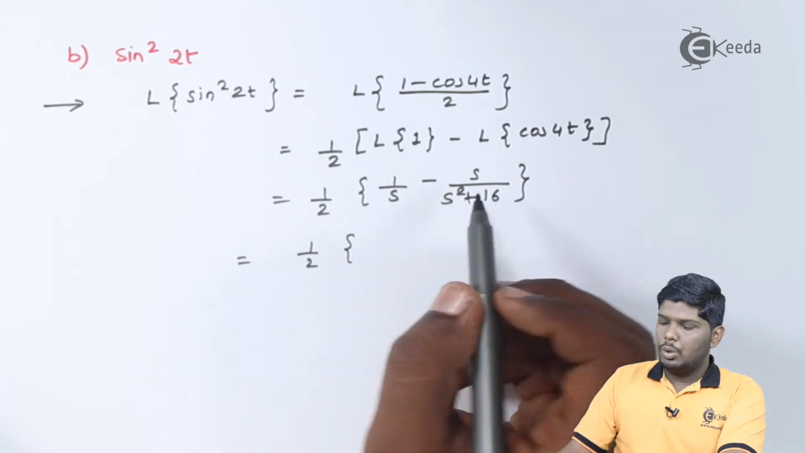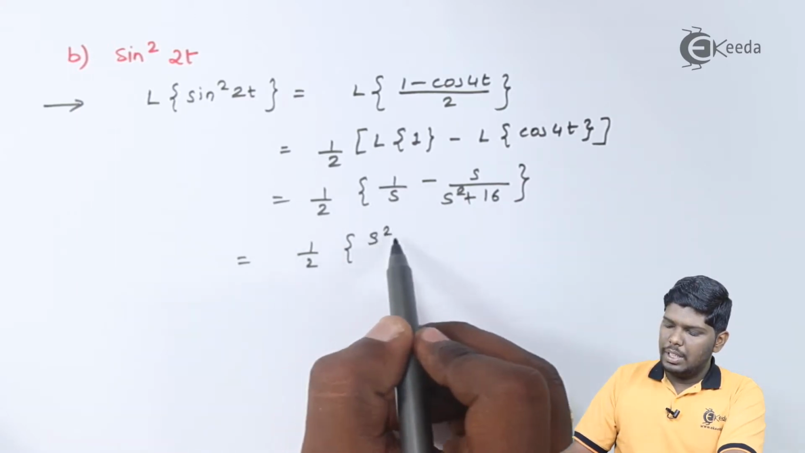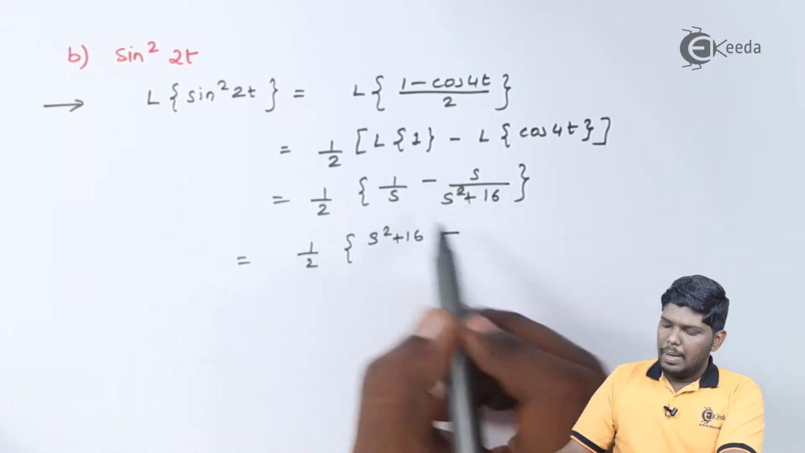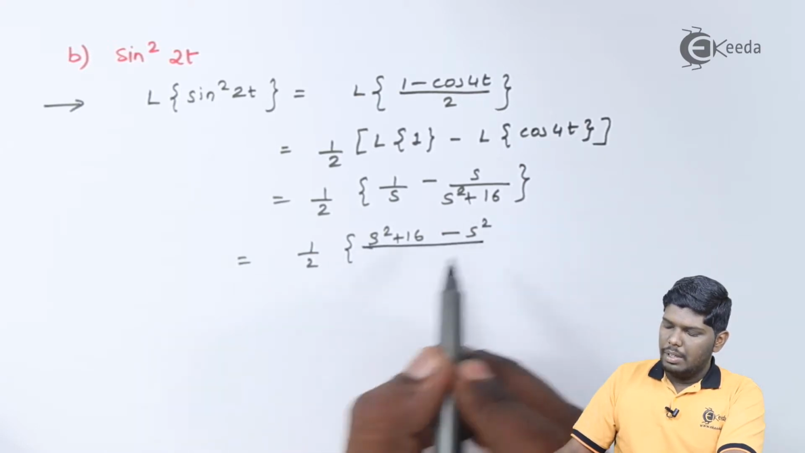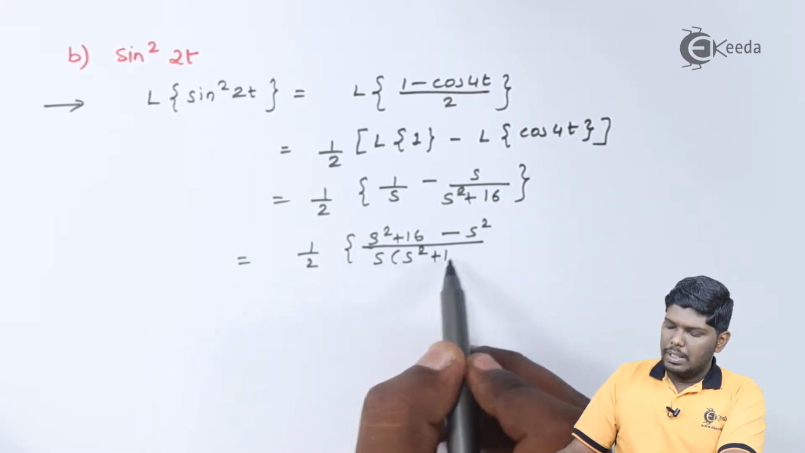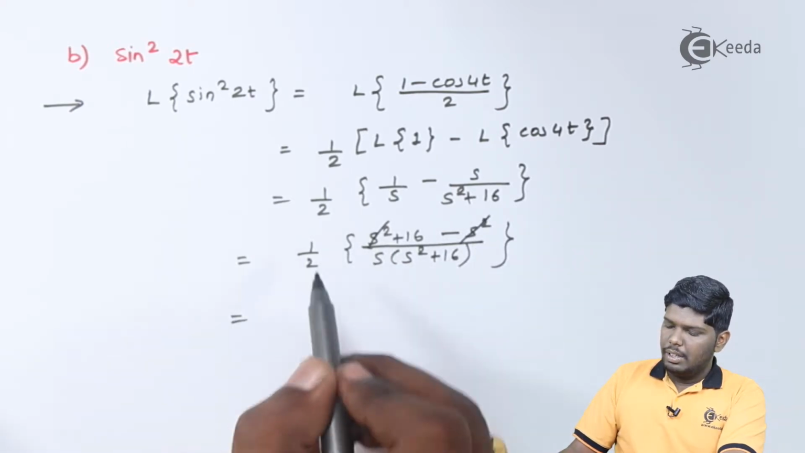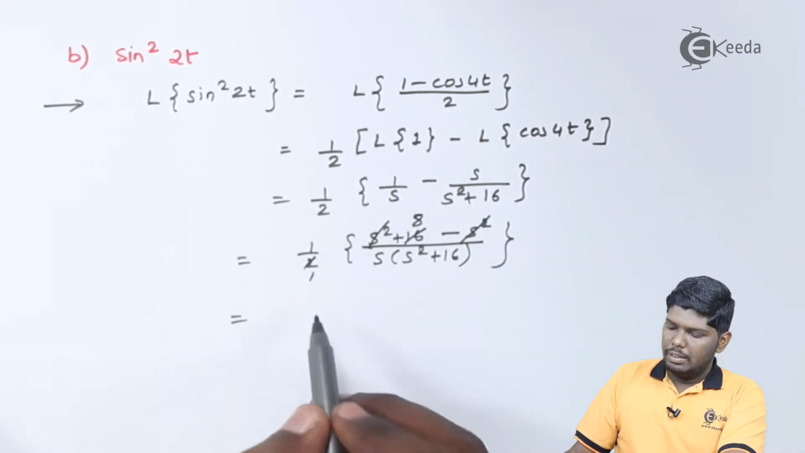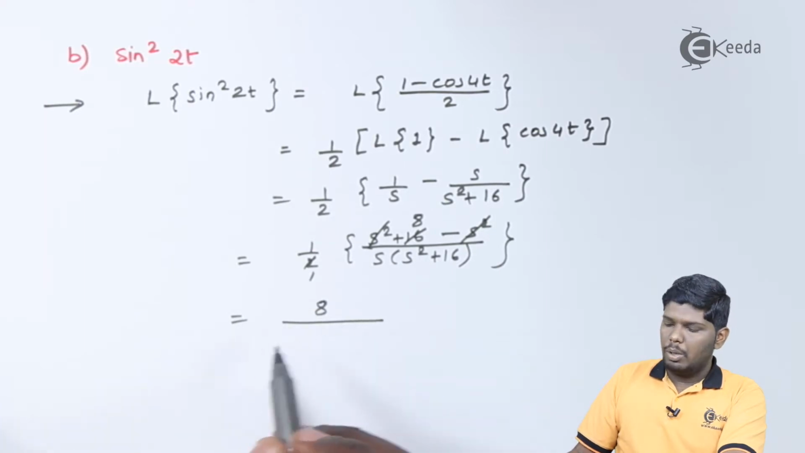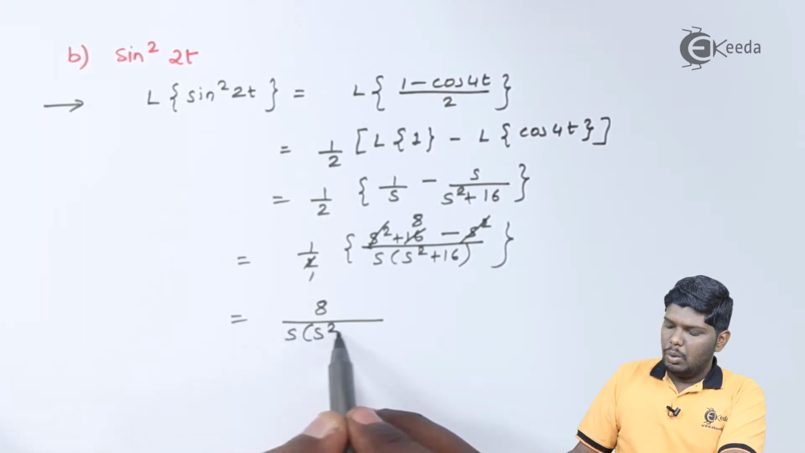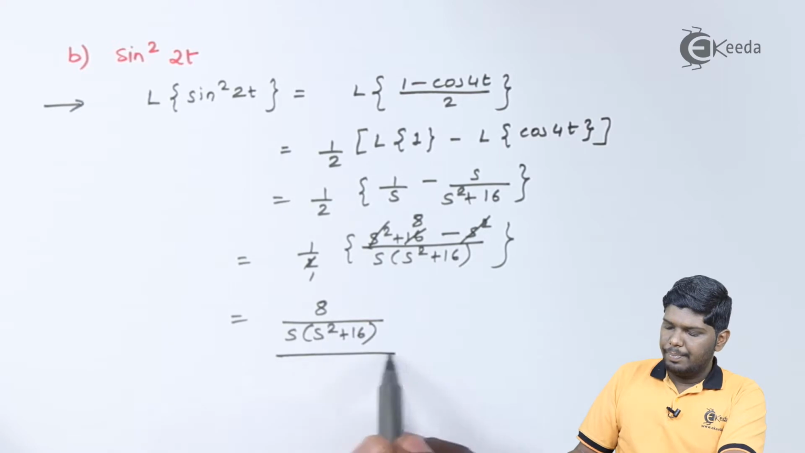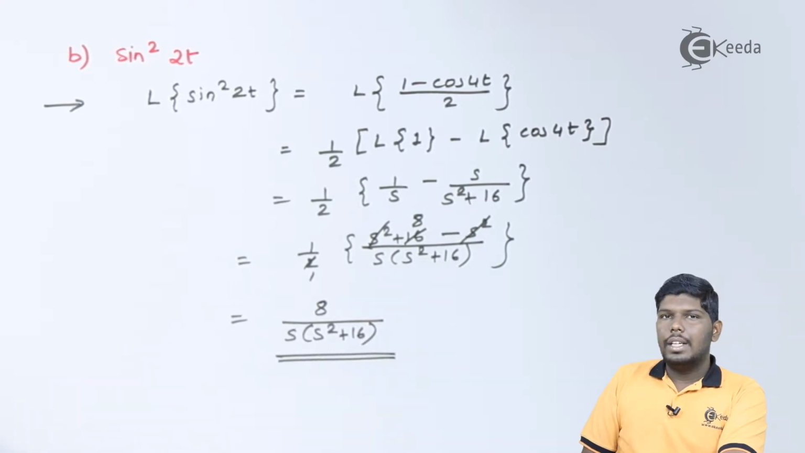On further solving these two fractions, we have s square plus 16 minus s square upon s into s square plus 16. S square will be cancelled. We have 2 ones are 2, 8s are. So final answer will be 8 upon s into s square plus 16. Now let us see the next problem.